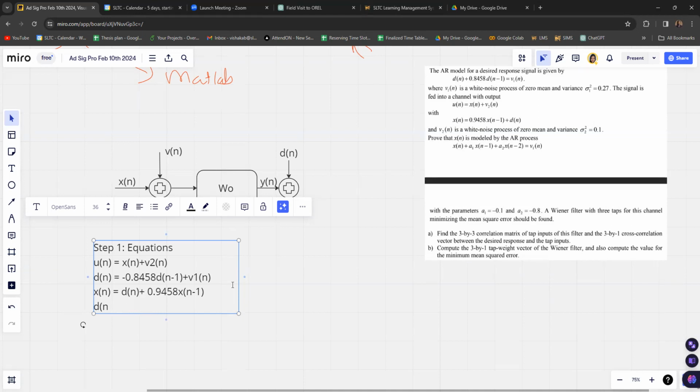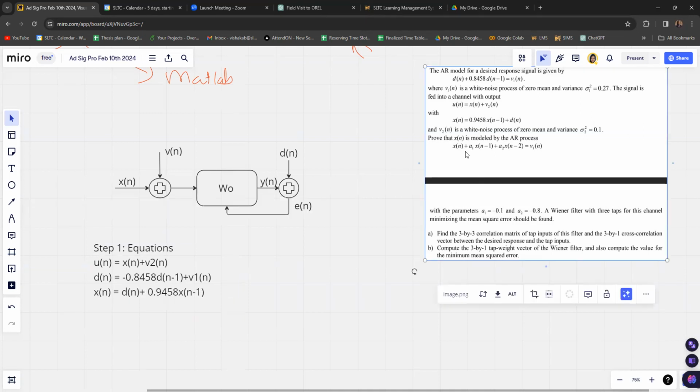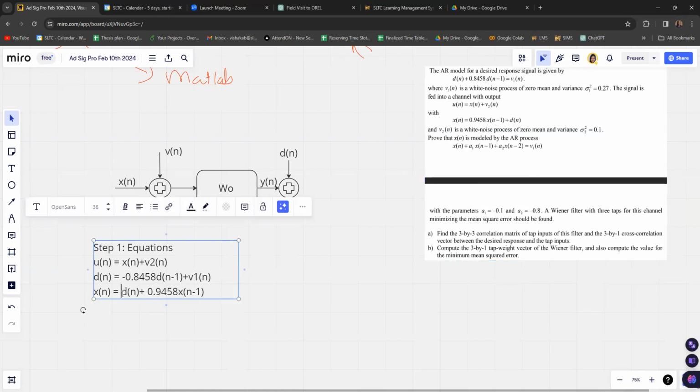So these are the four equations that are there. First of all, we are asked to find what xn is. In order to find xn, the question is asking us to find xn in terms of its past time samples of x itself and v1. Currently we have this expression, but in here we have dn, which we want to remove and substitute with samples of x and v.